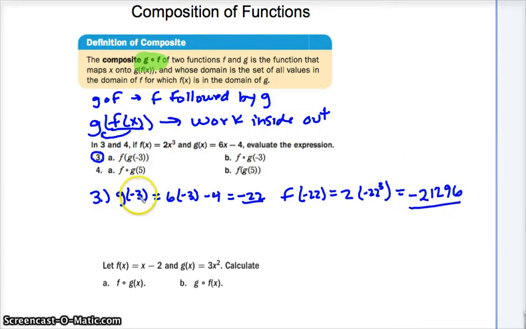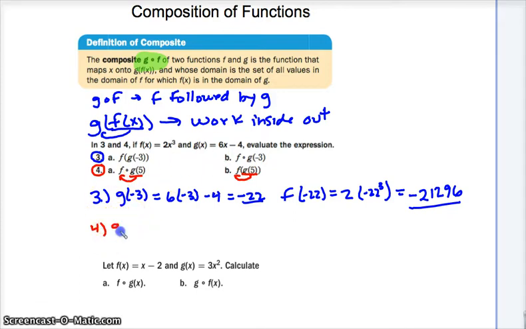So again, I evaluated g at -3, put my result in for the function f, and got my final answer. Let's look at example number 4. Again, both problems are the exact same thing. I'm going to plug in 5 for g and then put my result into f. Same thing for part B. I'm going to put 5 in for g, plug my result into f. So here it goes.